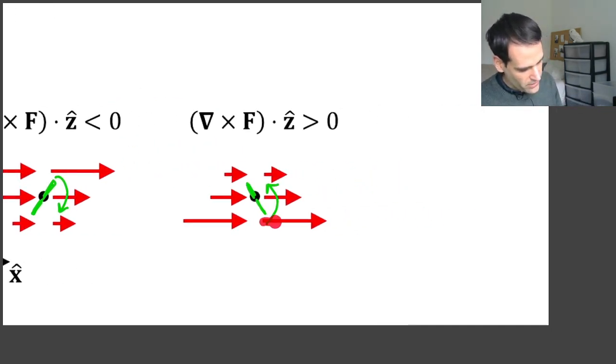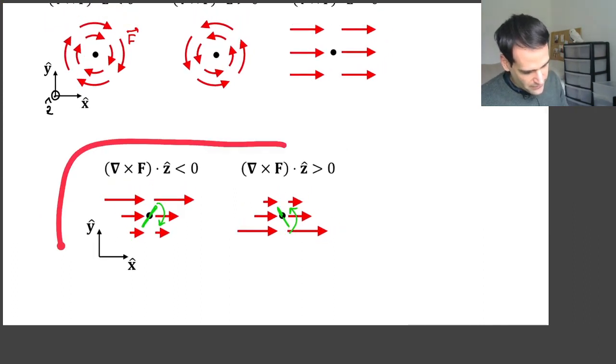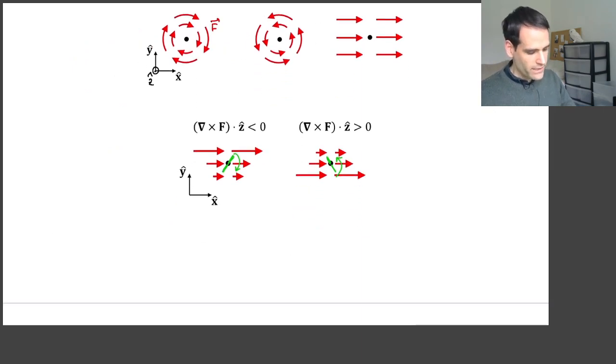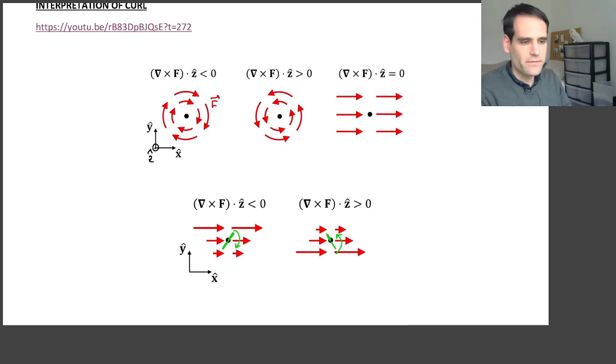While if the field F is stronger on the bottom than on the top, then if you imagine a windmill placed here, this windmill is being pushed stronger on the bottom than on the top, and therefore there will be a net torque which will cause it to rotate anti-clockwise, which is associated with a curl in the positive z direction out of the paper. Okay, so these are less trivial cases of non-zero curl. Let's use a Mathematica applet to actually plot the curl of some vector fields.